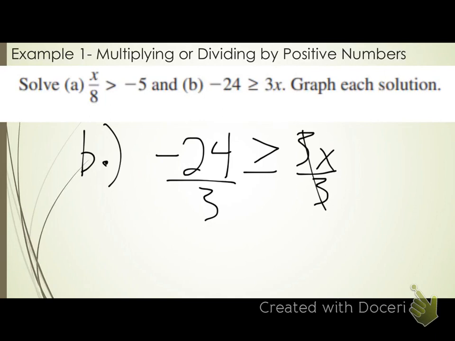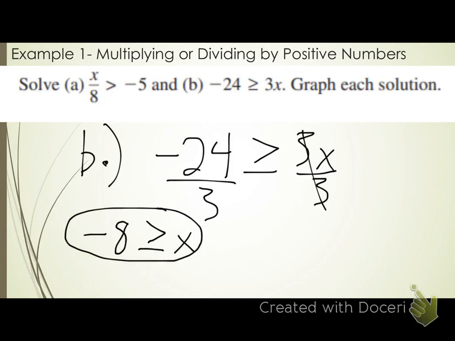Negative 24 divided by 3 gives me negative 8. I'm left with just x on the right-hand side. Does my inequality symbol flip or stay the same here? Stays the same because I divided both sides by a positive number. Everyone okay with that?